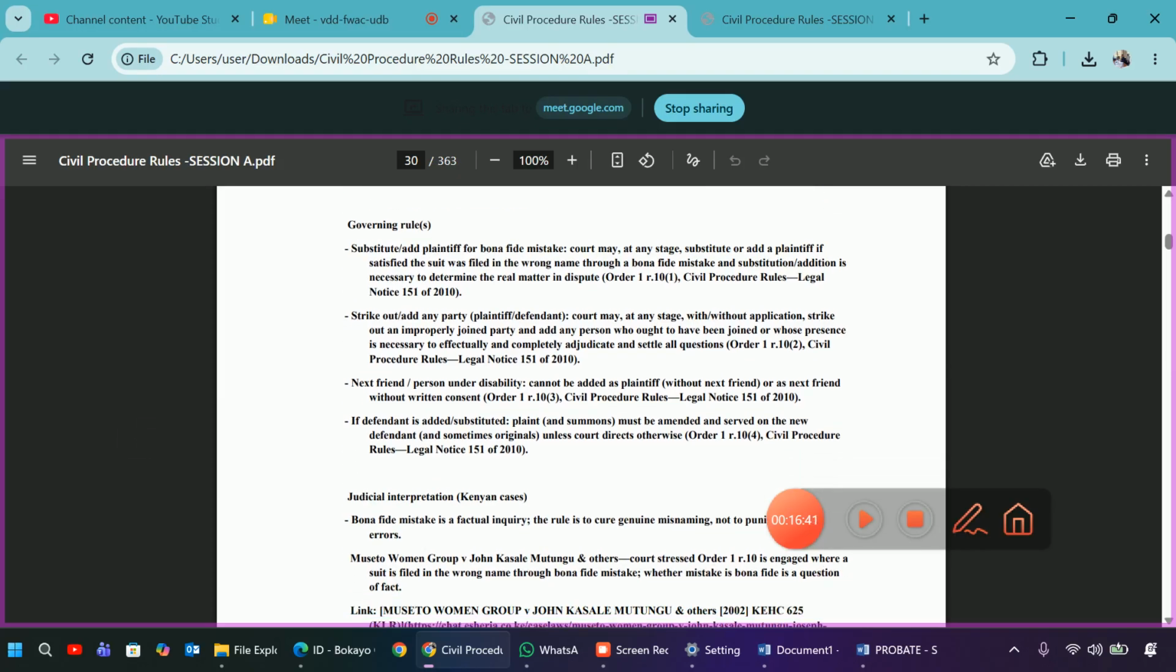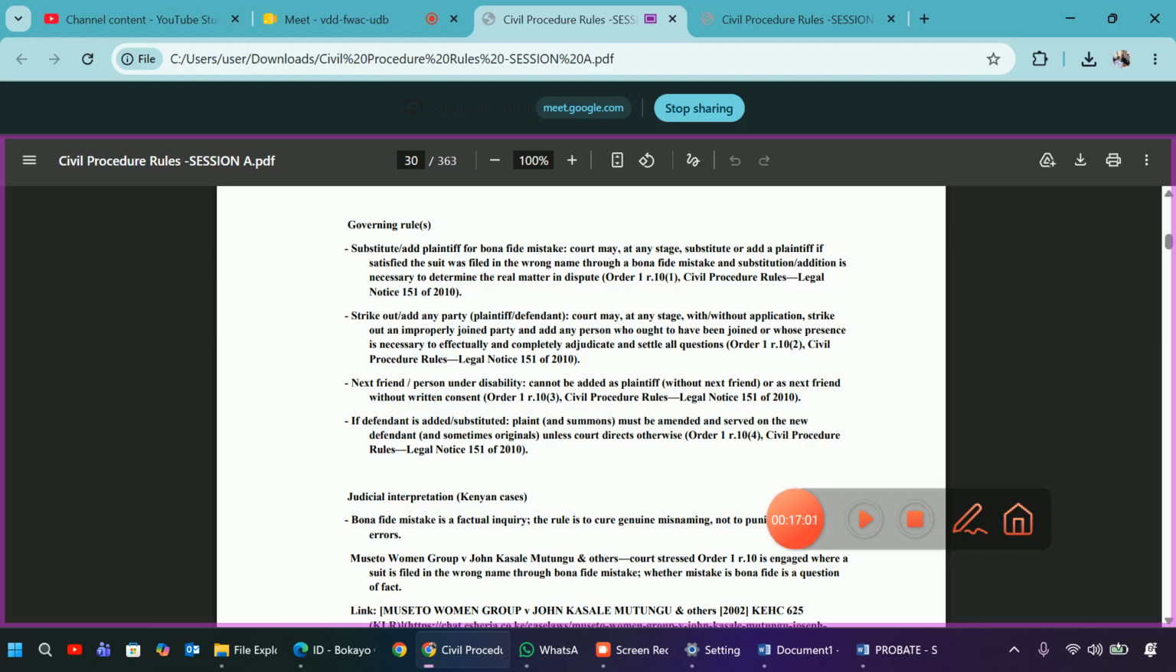Okay, so another key takeaway is where you want to strike out or add any party, being the plaintiff or defendant. The court may at any stage, with or without application, strike out an improperly joined party and add any person who ought to have been joined or whose presence is necessary to effectually and completely adjudicate and settle all questions.